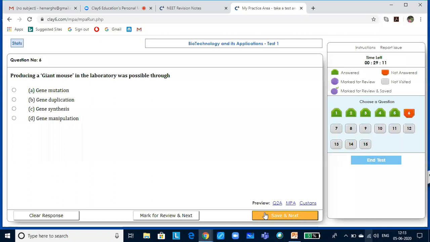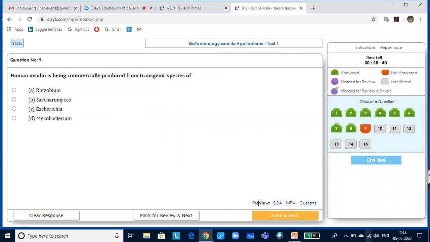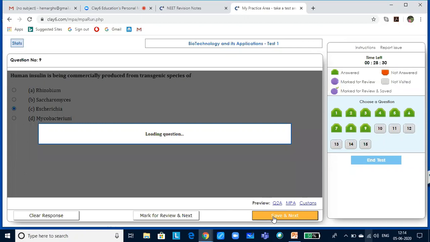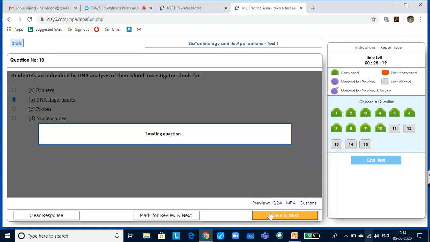Producing a giant mouse in the laboratory was possible through gene manipulation. The second step in most genetic engineering experiments is production of recombinant DNA. Production of human protein in bacteria by genetic engineering is possible because the genetic code is universal. I told you when we were discussing, it is the same from prokaryotes to eukaryotes. Human insulin is commercially produced from transgenic Escherichia coli. To identify an individual by DNA analysis of the blood, investigate DNA fingerprints. Monoclonal antibodies are used in all of the above.